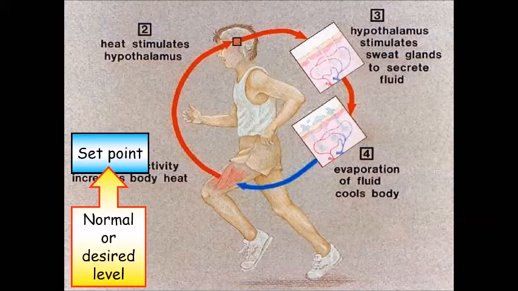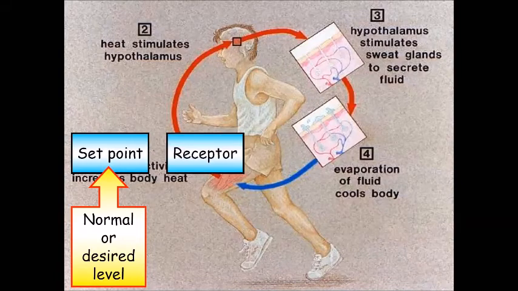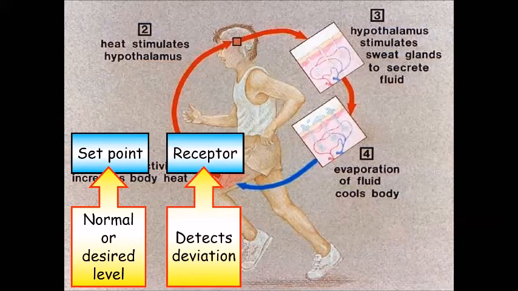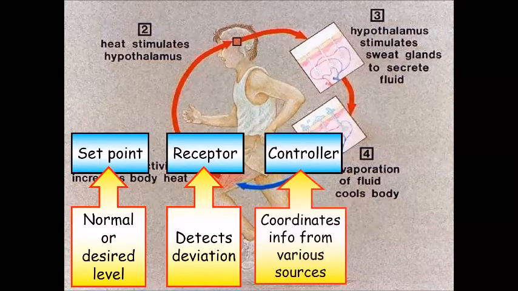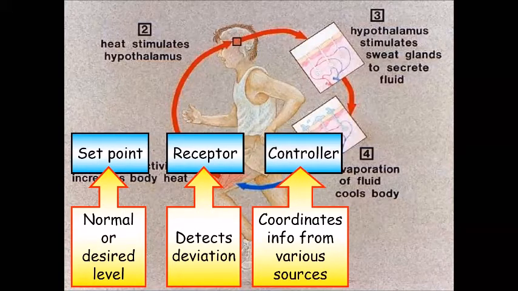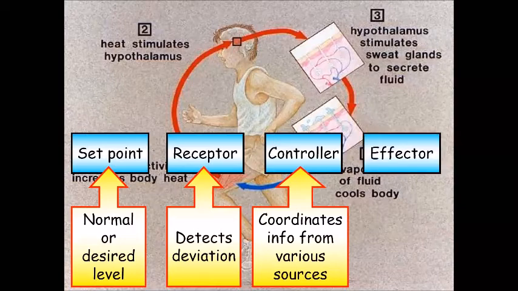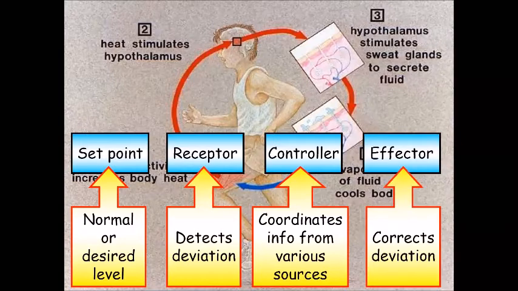It all relies on a set point, which is the normal, so 37 degrees, a particular amount of blood sugar level, or particular pH. A receptor will detect if there's any deviation or movement from that. So your body temperature goes up or down. Receptors detect this and will then notify the controller, which is a coordination center, such as the brain, which will now process what's actually happened. And that controller will in turn send an impulse to the effector, which will correct the deviation. So it'll go, you're getting too hot, start sweating, you're getting too cold, start shivering, etc.